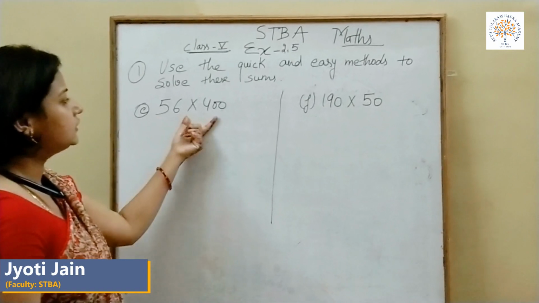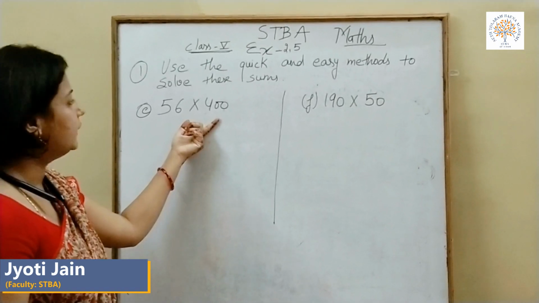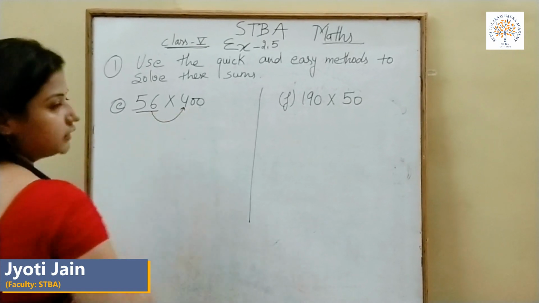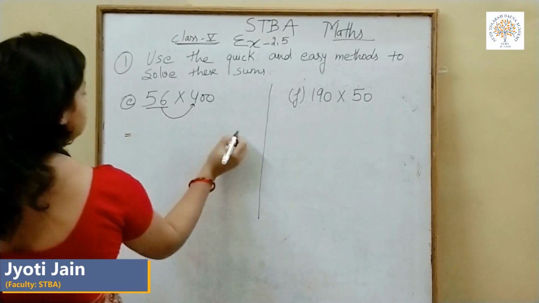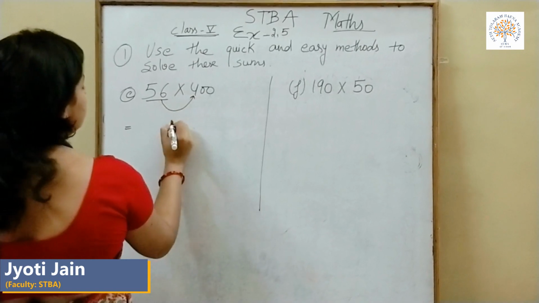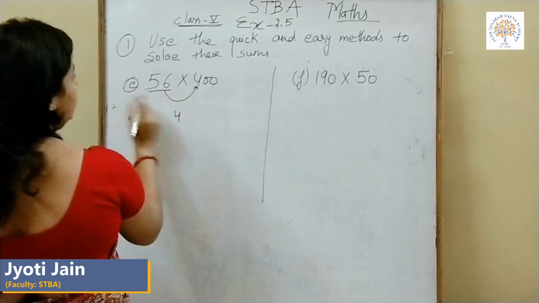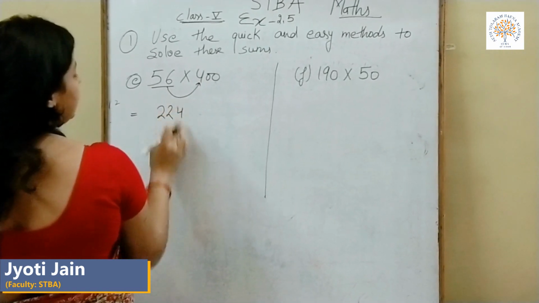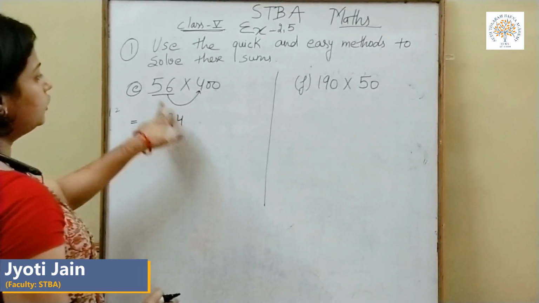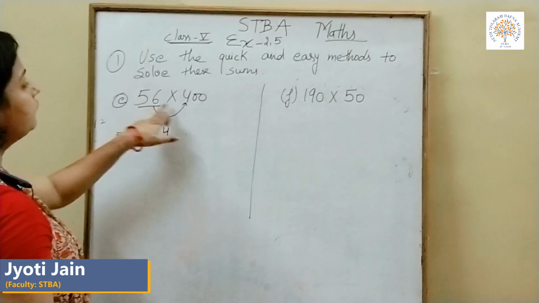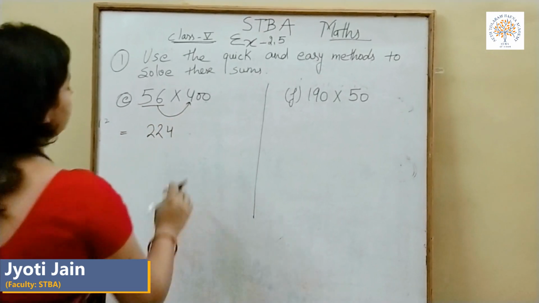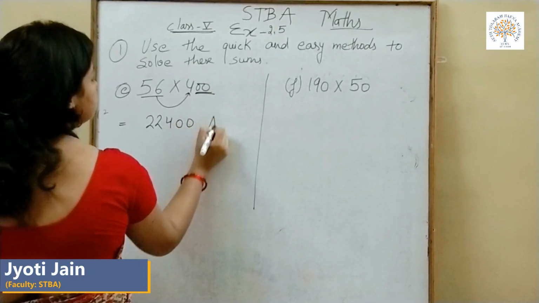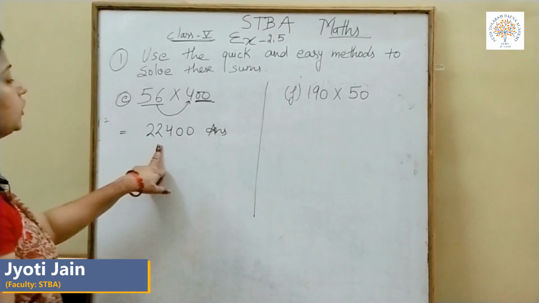Next is 56 multiplied by 400. So in this case, first we will multiply 56 by 4. So 56 multiplied by 4, 6 4s are 24, carry 2, and 5 4s are 20, plus 2, 22. So the answer is 224. That is the multiplication. When we multiply 56 by 4, we get 224, and that will be followed by 2 zeros. So the answer is 22,400.